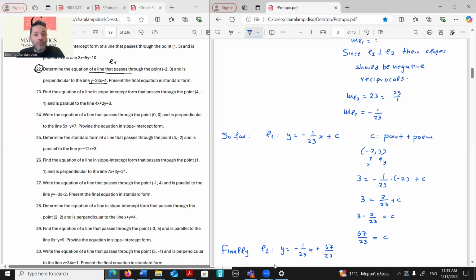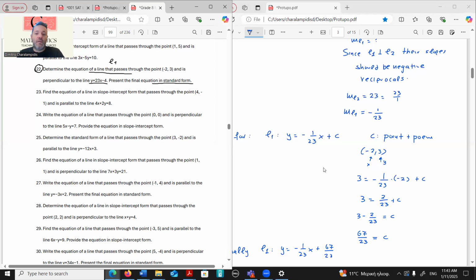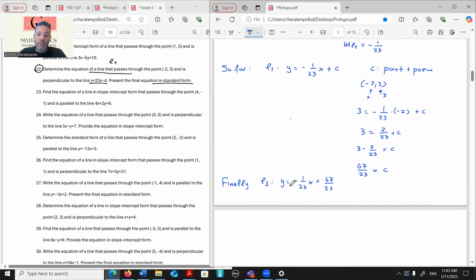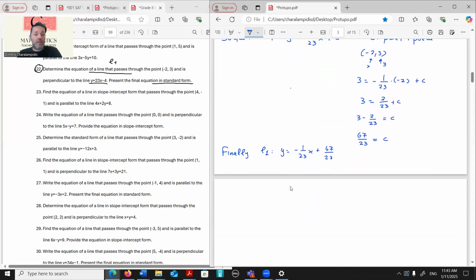Am I done? No, because the exercise needed the standard form. The standard form is the form which can be taken if we bring x's and y's on the same side. So 1 over 23x plus y equals 67 over 23. Am I done? No, because in the standard form, we need these numbers to be integers, whole ones. So to do so, we should multiply everything by the LCM.